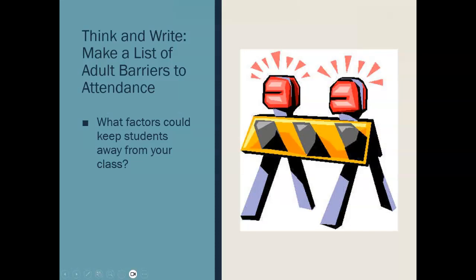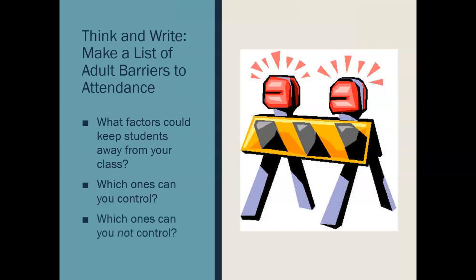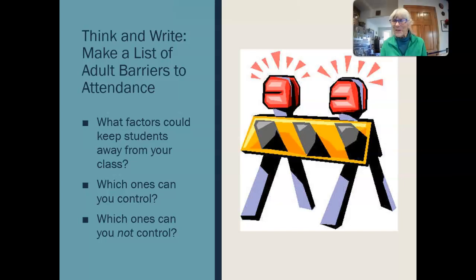All right, here's another think and write. I would like you for 1 minute to make a list of adult barriers to attendance. Now, specifically, think about the factors. What factors can keep students from coming to your class? And then I want you to mark which ones can you control and which ones can you not control. And when you're ready, resume the video. Okay, ready to continue? Next slide.